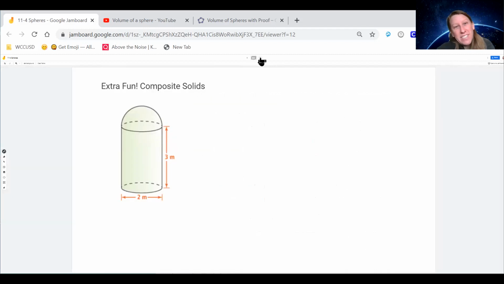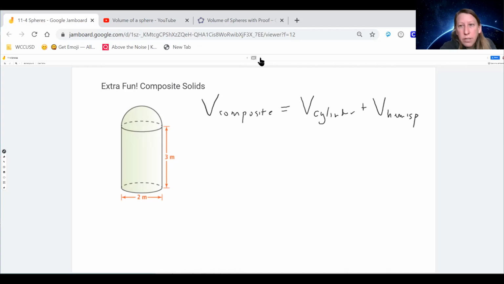Ooh, extra fun, solids. So the volume of this, I don't know, it looks like a silo or something. Maybe you're going to store some grain in there. Maybe you want to be a farmer when you grow up. So the volume of the composite, well, what's it made of? You can add volumes together. So it's the volume of the cylinder plus what? Volume of a hemisphere. It's stuck on top of it, like an ice cream.